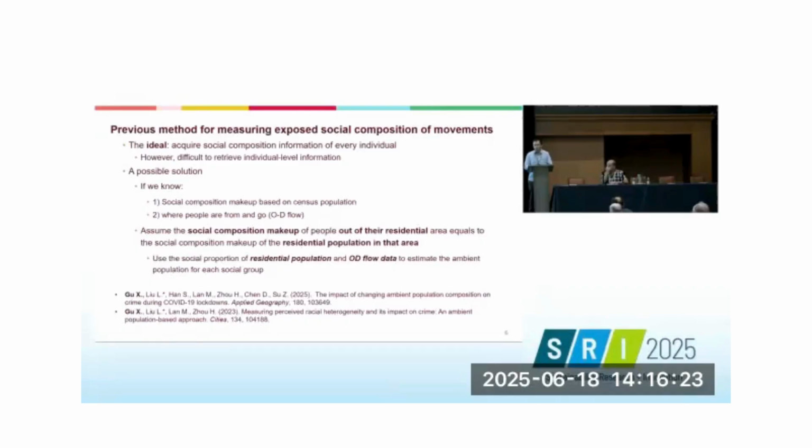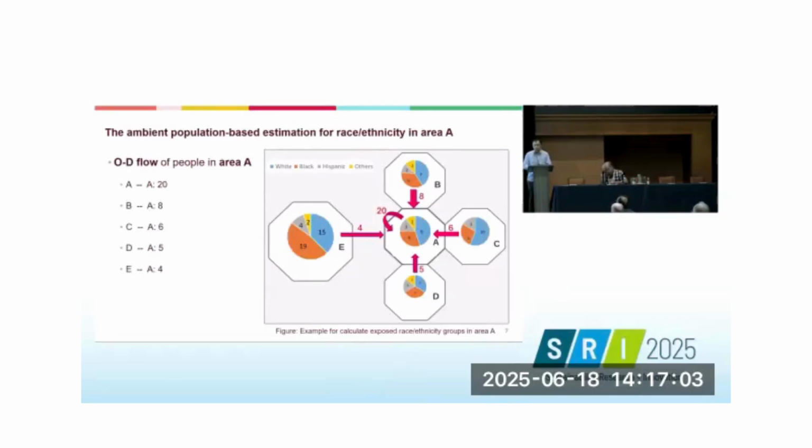And then we can use the residential makeup and also the OD flow to estimate the social composition of the ambient population. We have applied this method to crime studies. There are two publications that you can take a look at. I have some backup slides to show the formula, but I'm more than happy to discuss that during the discussion section. But here, I just give you an example of how this method works.